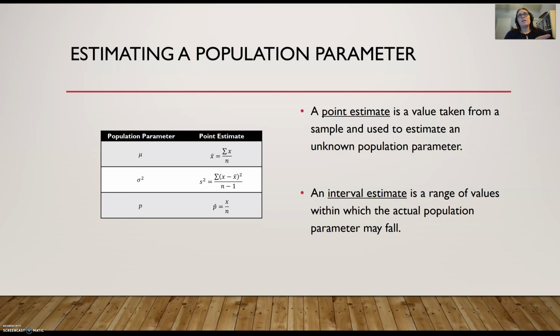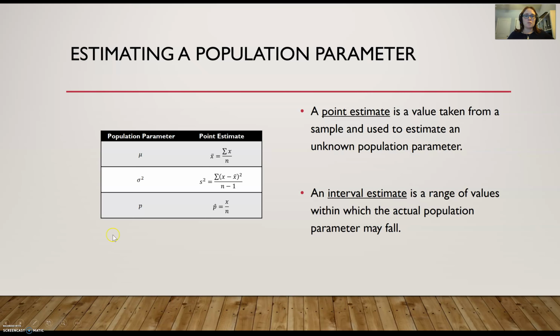Let's say I want to get some information about a population, but the population's too big, and I can't find out this information from every single person. So what I might do is take a sample. Let's say I'm looking at the population mean. Then if I took a sample and got the mean of that sample, that would be a point estimate for it. It's an estimation of what I think might be representative of the whole population.